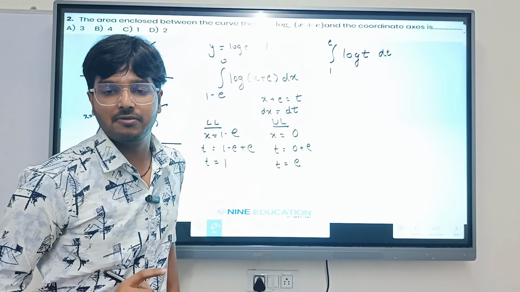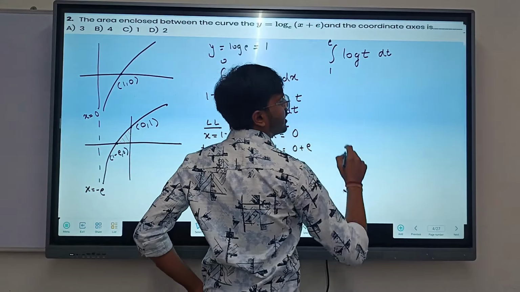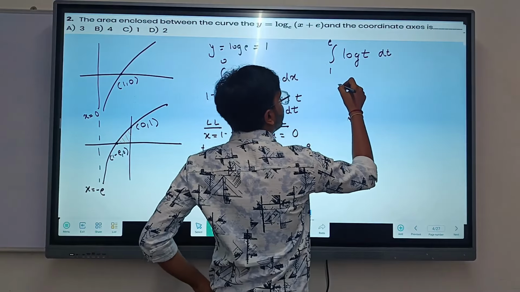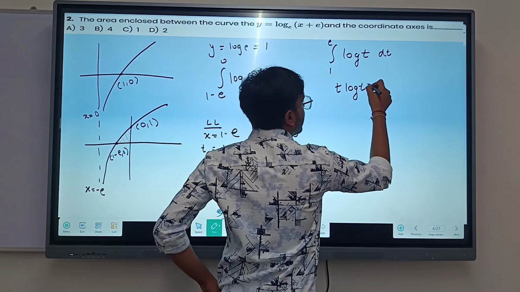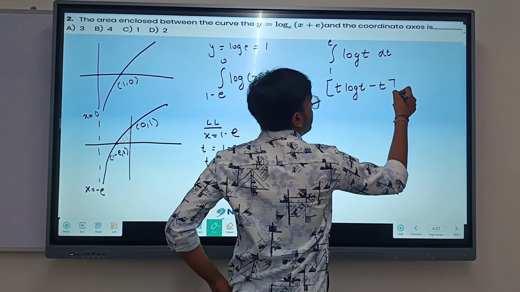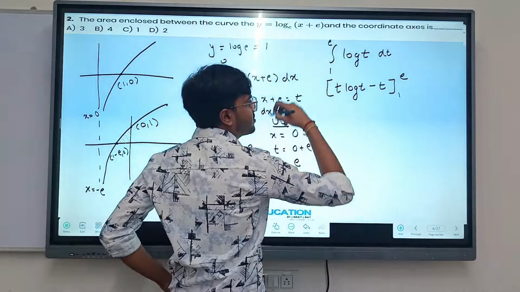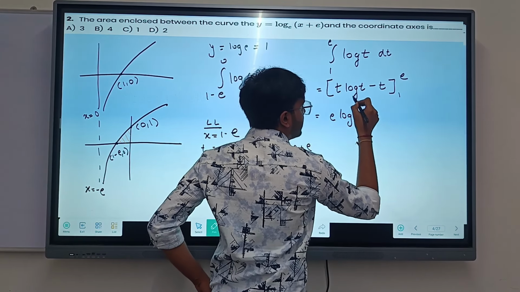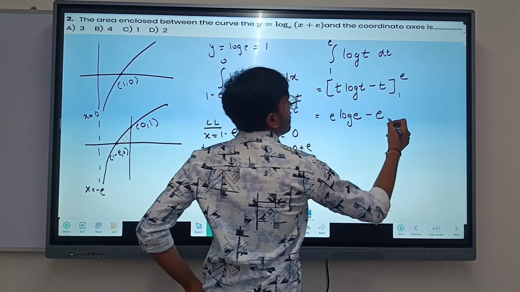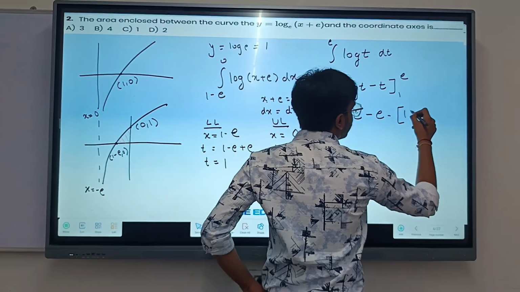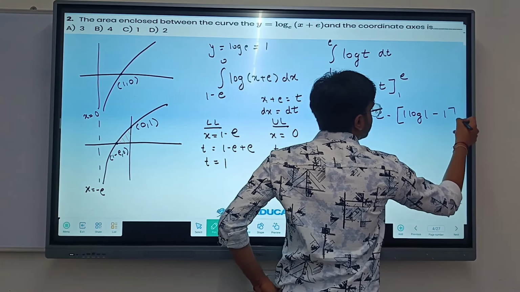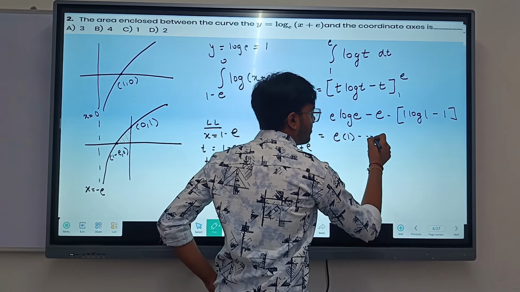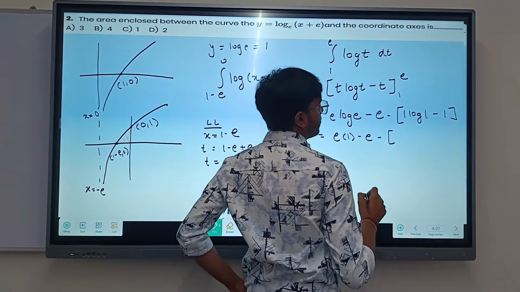We can also derive it using integration by parts. Integration of log x is x log x minus x. Integration of log t would be t log t minus t from 1 to e. Let's substitute the limits. So what will we have? e log e minus e, minus of 1 log 1 minus 1. So it will be e log e, which is 1, minus e, minus of.